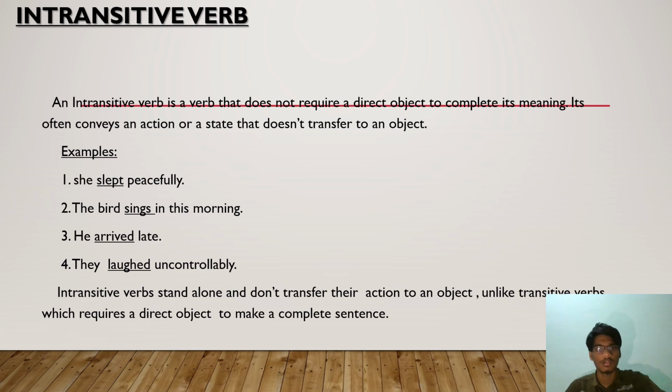Next, intransitive verb. An intransitive verb is a verb that does not require a direct object to complete its meaning. It often conveys an action or a state that does not transfer to an object. Examples: She slept peacefully. The bird sings in the morning. She arrived late. They laughed uncontrollably. Intransitive verbs stand alone and do not transfer their action to an object, unlike transitive verbs, which require a direct object to make a complete sentence.